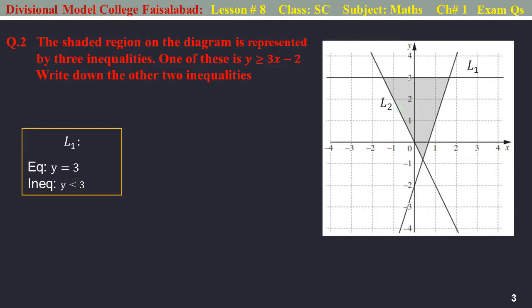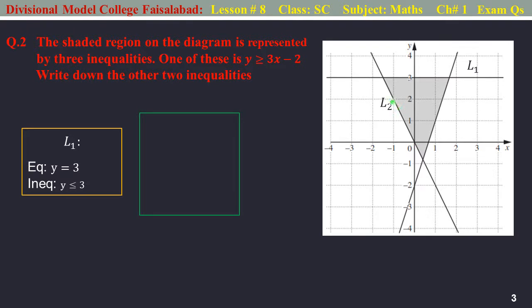Now for this line L2, look, on this line we will find 2 points. One point is this, which is minus 1.5 on the x-axis and its y coordinate is 3. This is a point and this one is a point. If we take this point and this point, then by the rise and run method its gradient can be found.